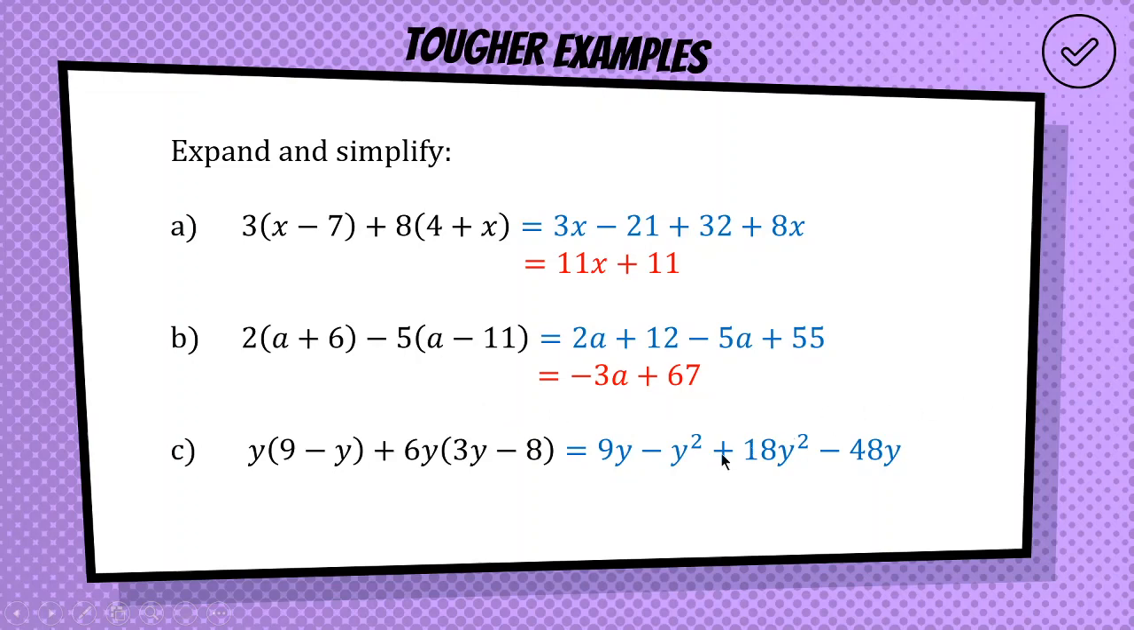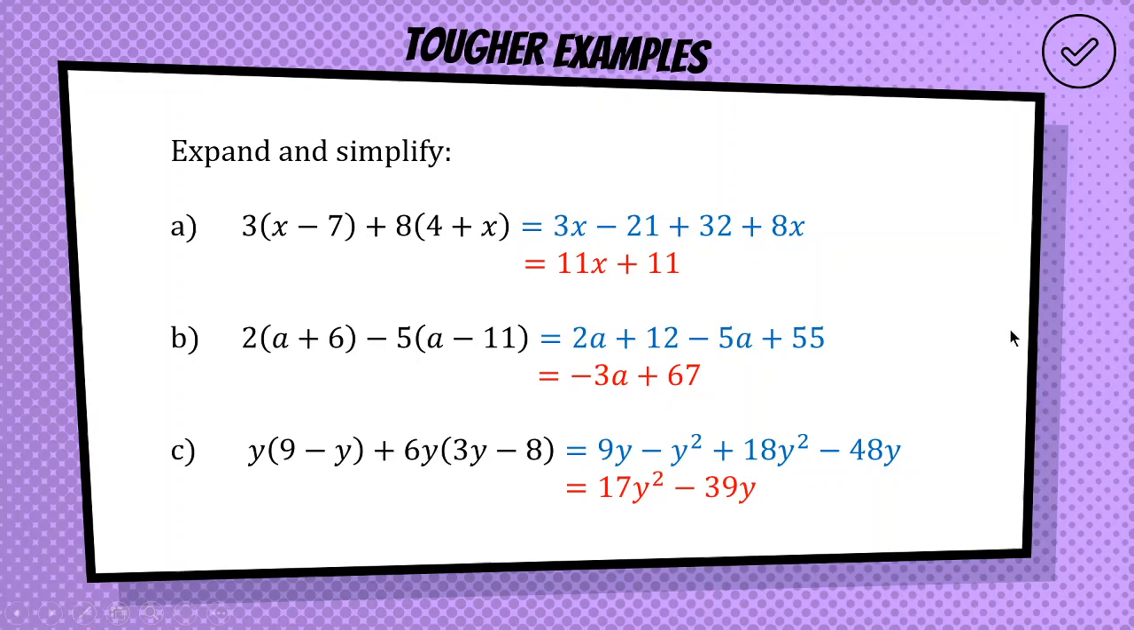So we've got to be careful. This y squared has got a negative in front of it, so it's kind of like a negative 1y squared. So negative 1y squared plus 18y squared is positive 17y squared. And again, if you're not too flash with your positives and negatives, you can use a calculator to help you out with these ones. And 9y take away 48y will be negative 39y.